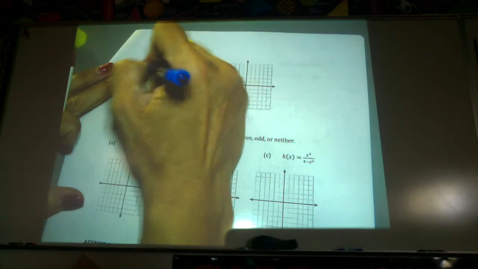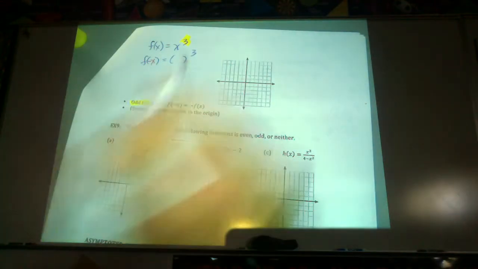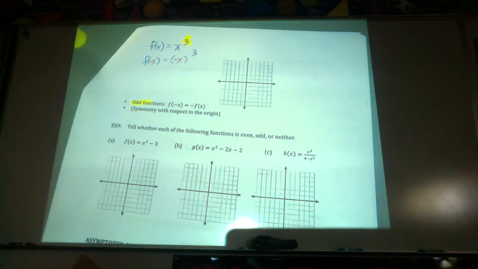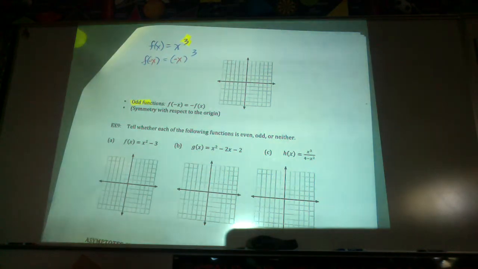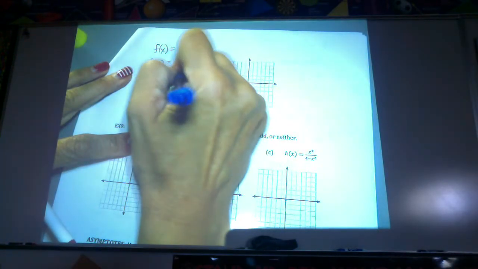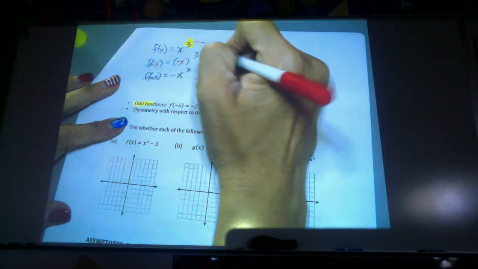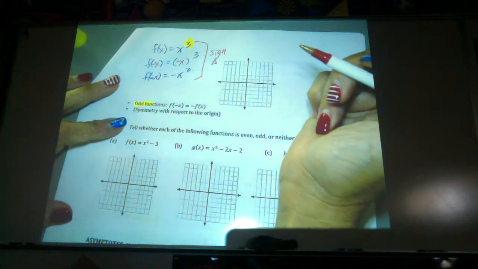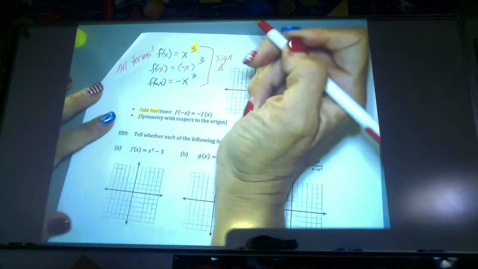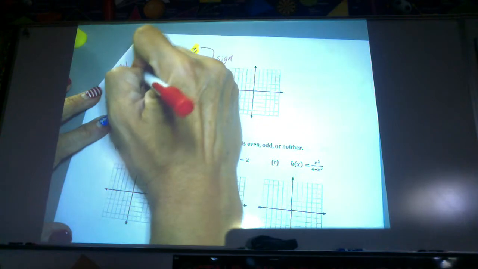So if I have f of negative x, I am replacing every x in the function with a negative x. So what happens when I take negative x and cube it? I get a negative x cubed. So if you compare the original to the new, isn't there a sign change? So with an odd function, all terms', and that's plural possessive, all terms' signs must change.